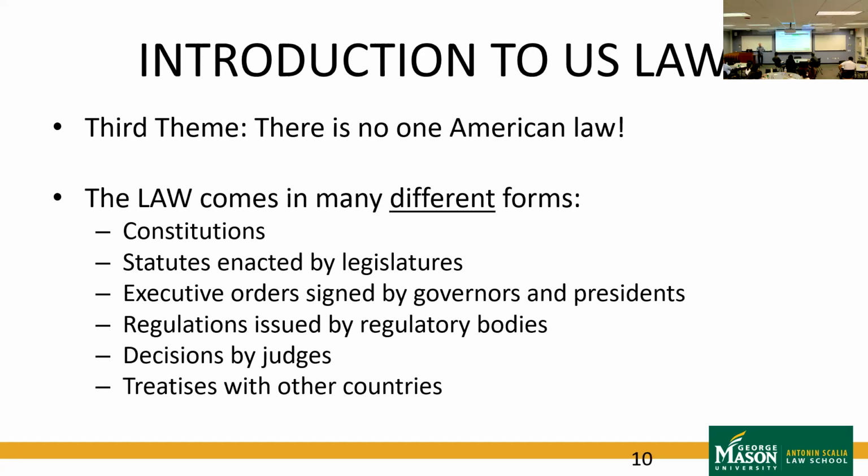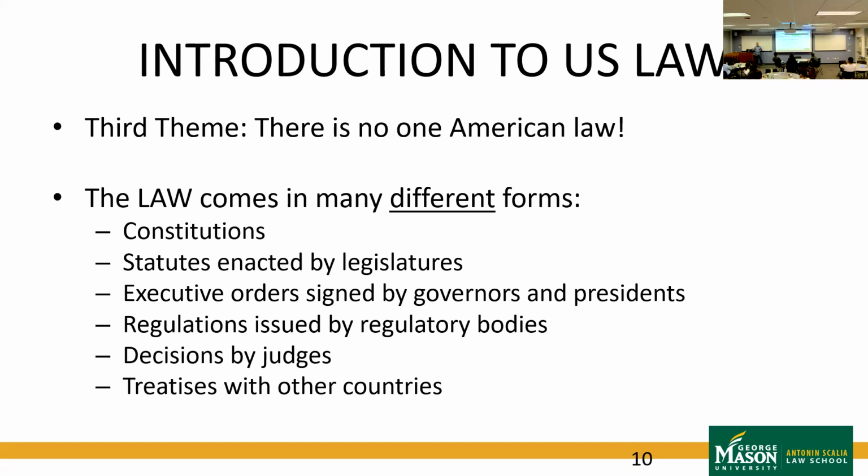Another theme that you will see in this course is, despite the title of the course, Introduction to U.S. Law, it gives the impression that there is one U.S. law. There is no one U.S. law. There is no one American law. Law comes in various forms and from various sources. It comes in the form, most importantly, from constitutions, both at the federal level as well as at the state level. Each state has their own constitution. The fundamental charter of the United States or the fundamental charter of a state.